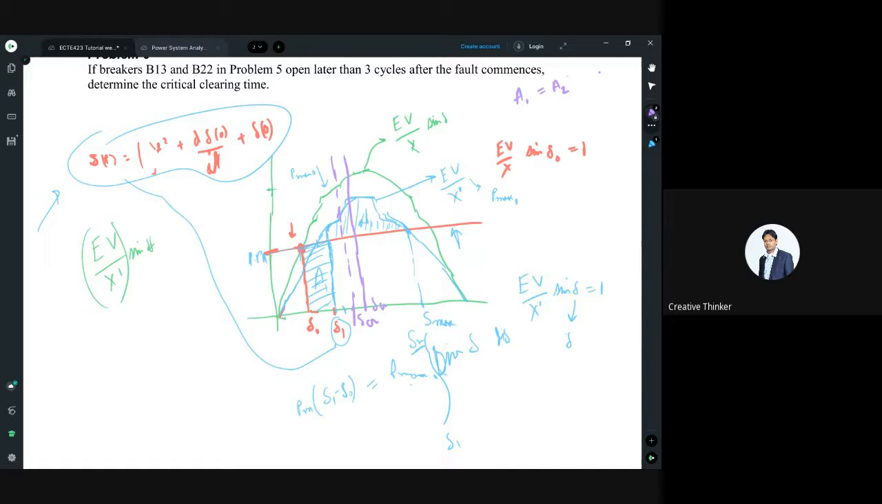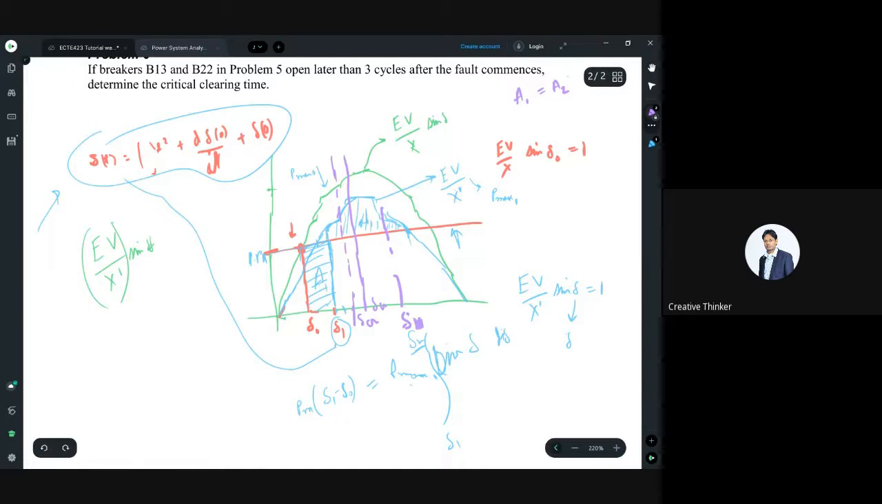If earlier, within 3 cycles, the fault got cleared, means at delta 1 the fault got cleared, the machine will go up to this area only, this area A1. The machine will decelerate so that this area is equal to this area, so it may not go to this point. It may go up to here, and that delta max you have to find. Delta max may be at this point, that you will find in the previous problem.